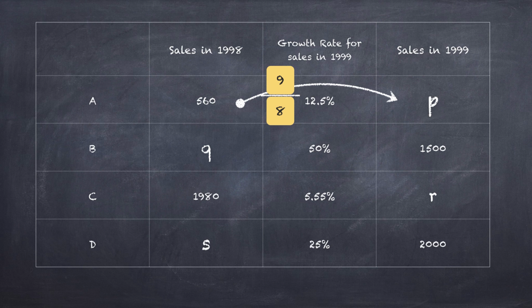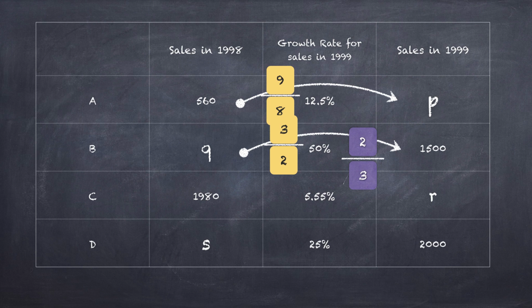Similarly, for the same process, Q has been increased by 50%. That means a multiplying factor for Q is 3 by 2. But we don't have the value of Q, we have the value of 1500, from which we have to figure out the value of Q. So let's flip the multiplying factor, because we have to move backwards using the growth rate. So this 3 by 2 will become 2 by 3. This forward and backward movement may happen a lot in DI sets.